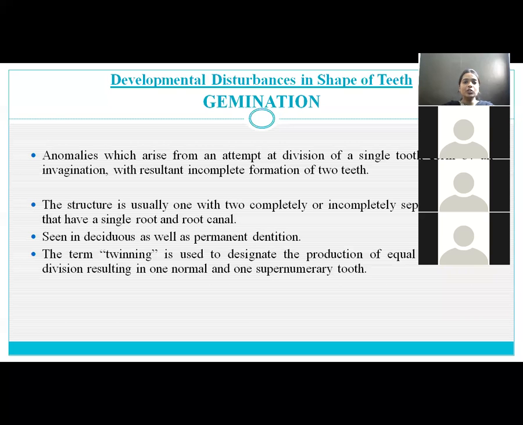So what is the definition of gemination? It is an anomaly which arises from an attempt at a division of a single tooth germ that leads to incomplete formation of two teeth. And what is twinning?